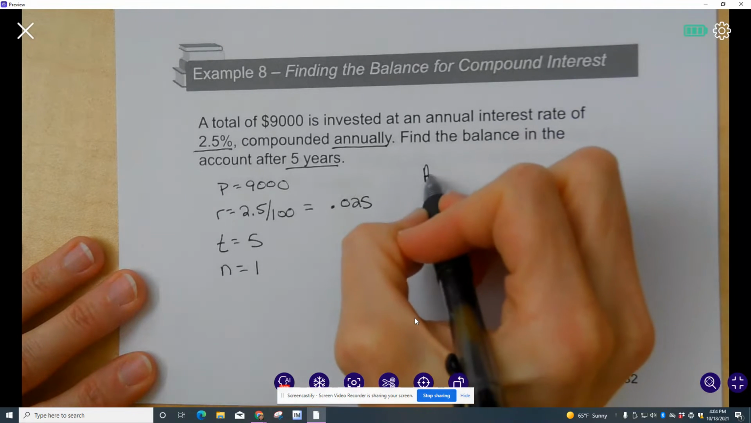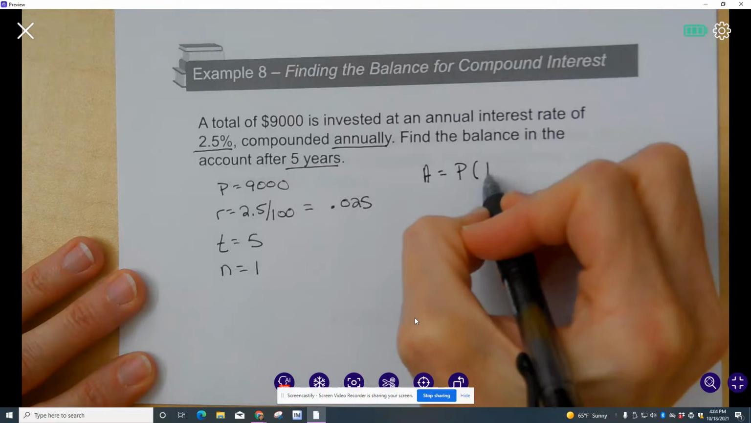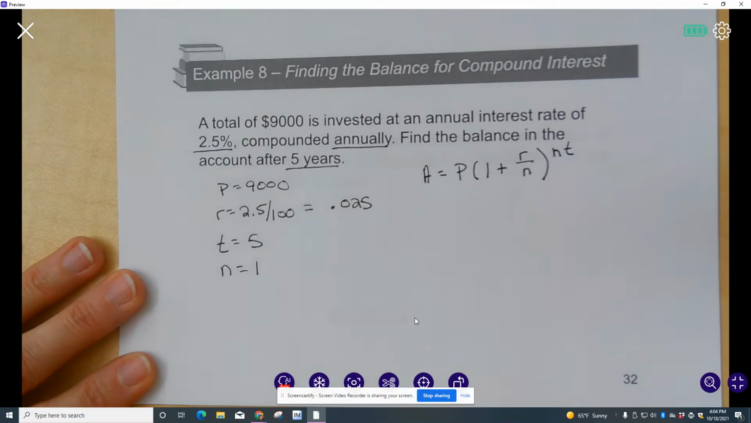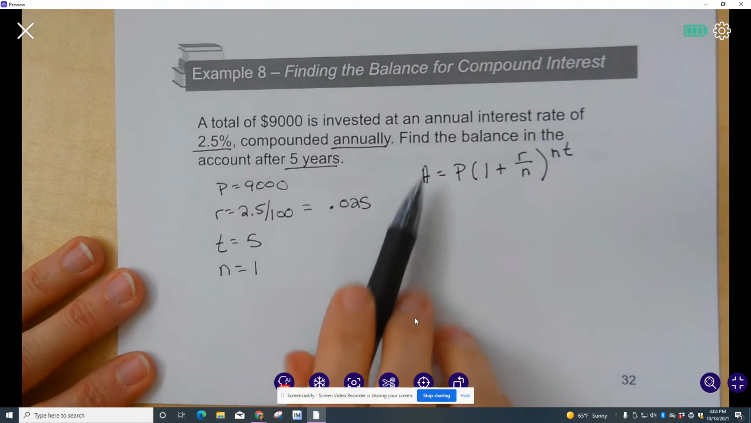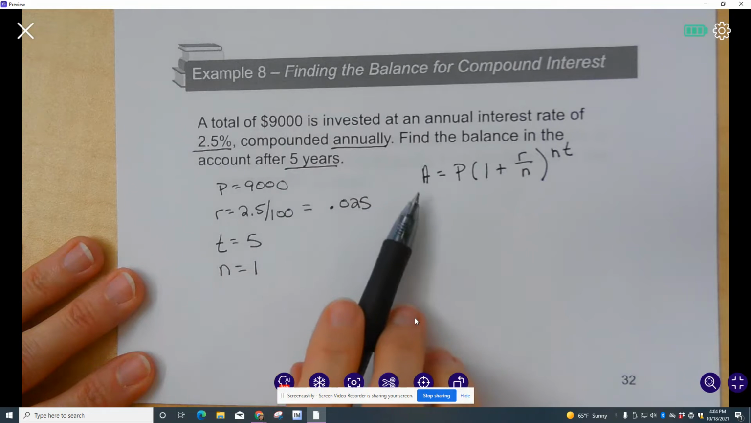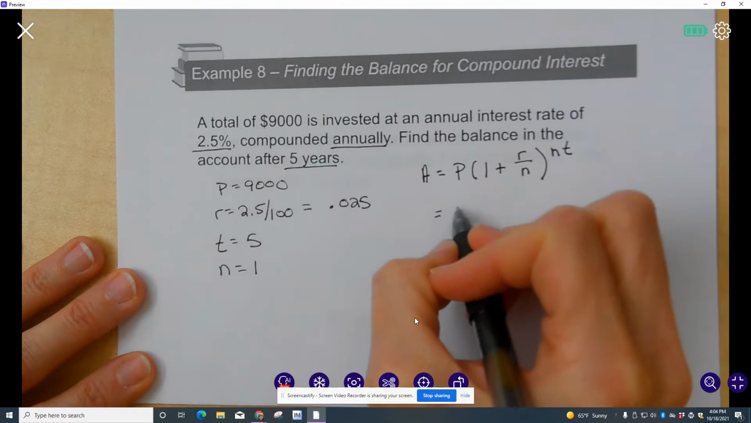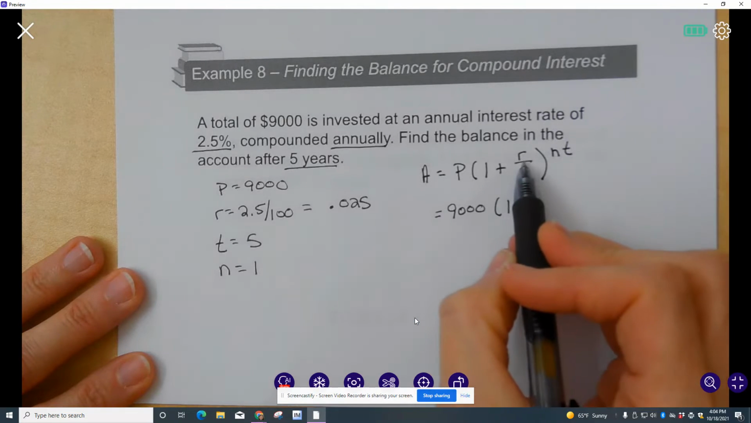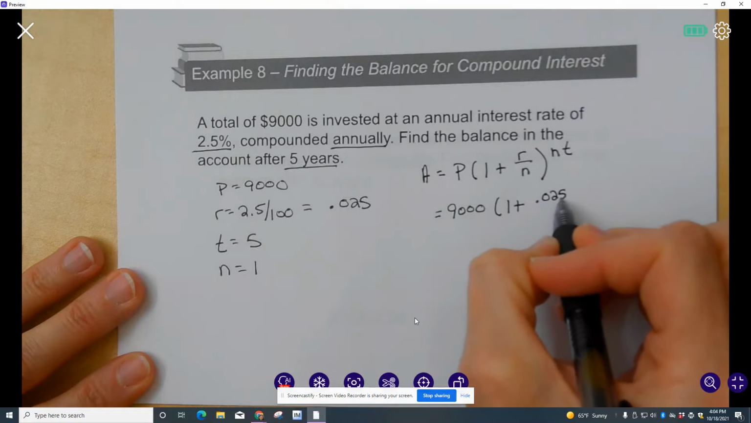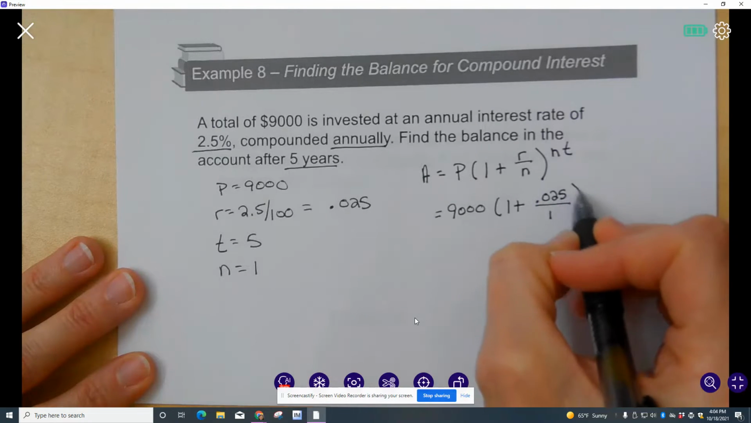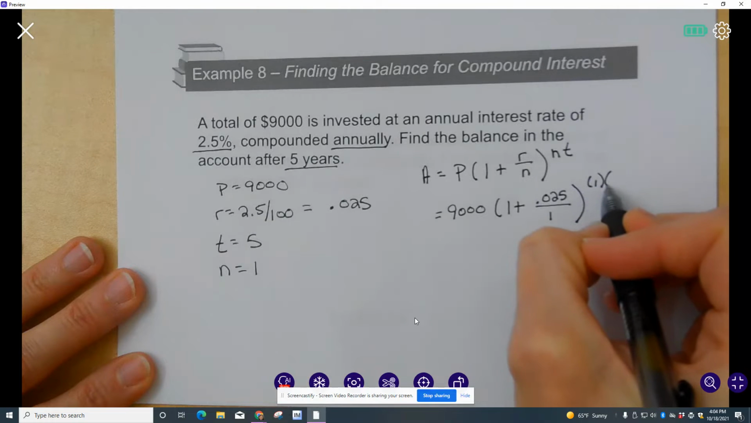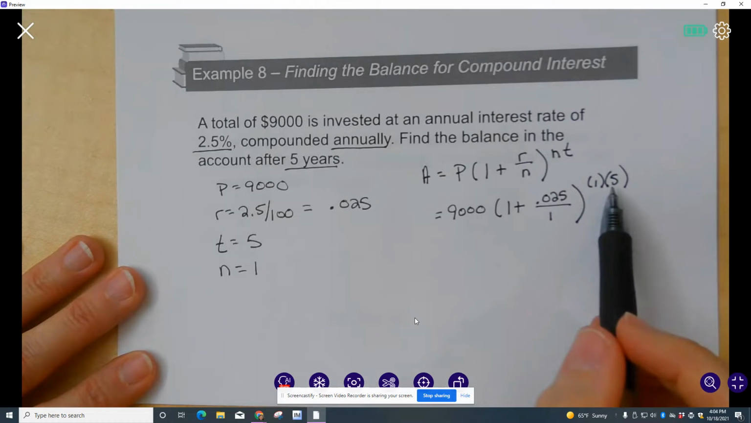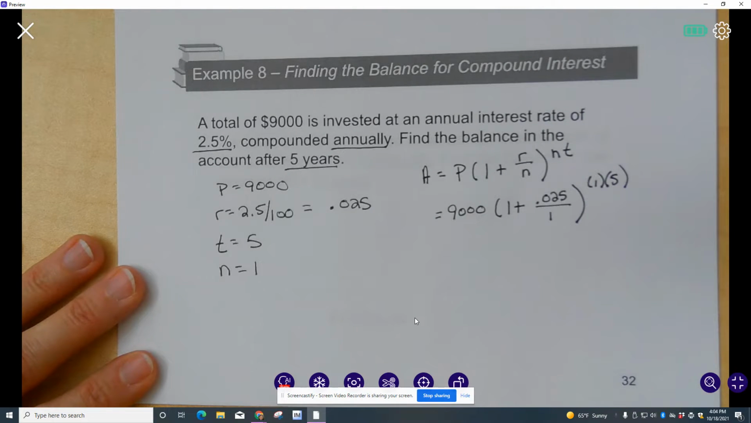So I am using this formula: principal times 1 plus r over n, to the n times t. I'm solving for A, the balance in the account after 5 years. So that's my final amount. It's going to equal my initial amount, 9,000, times 1 plus 0.025 over 1, to the 1 times t, and t is 5.